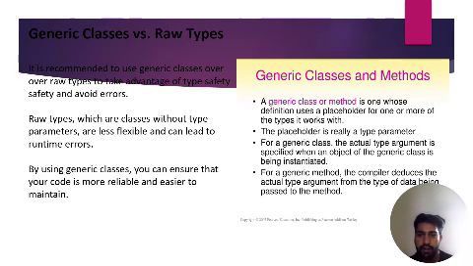Generic classes and methods. A generic class or method is one whose definition uses a placeholder for one or more of the types it works with. The placeholder is really a type parameter. For a generic class, the actual type argument is specified when an object of the generic class is being instantiated.